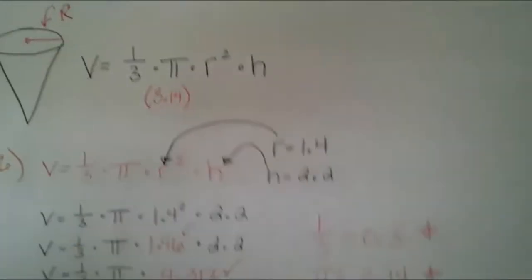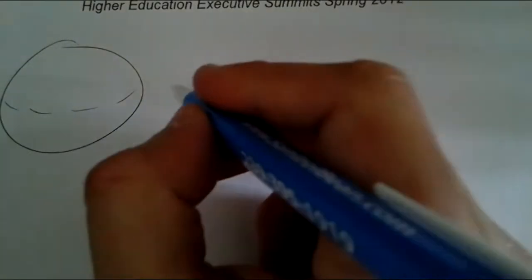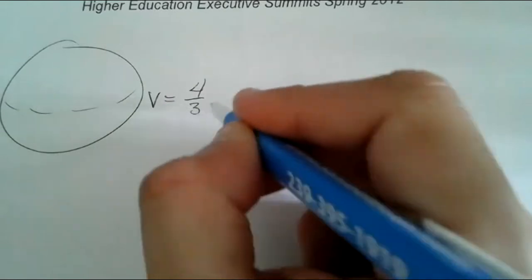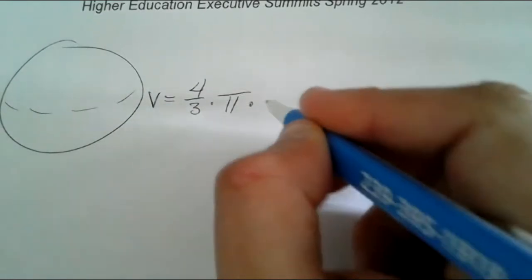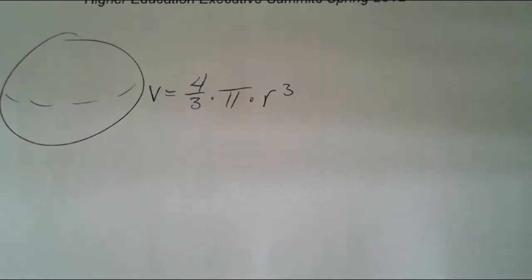Okay, the third and the final shape: a sphere. Kind of looks a little three-dimensional. Don't judge me. Volume equals 4/3 times pi times the radius cubed. No new symbols, no new concepts in here. Obviously, 4/3 is new. Okay, don't get technical with me.